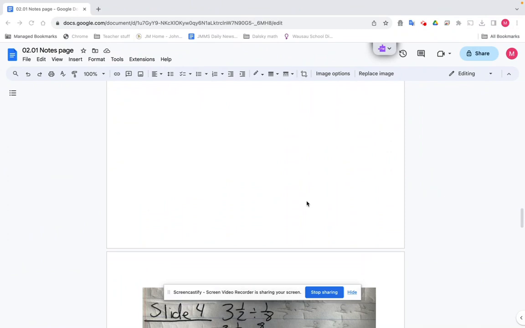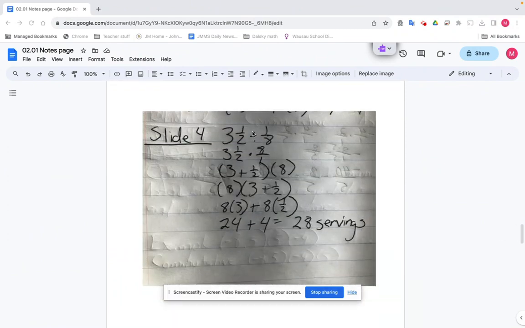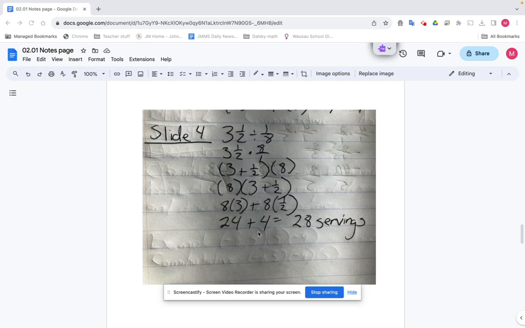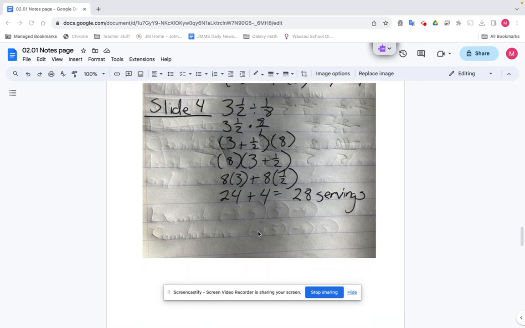So let's see what that would look like. There's my original problem with step 1, 2, 3, and 4. That's where I think I added a step. Yep. But that's definitely what I would highlight from slide 4.